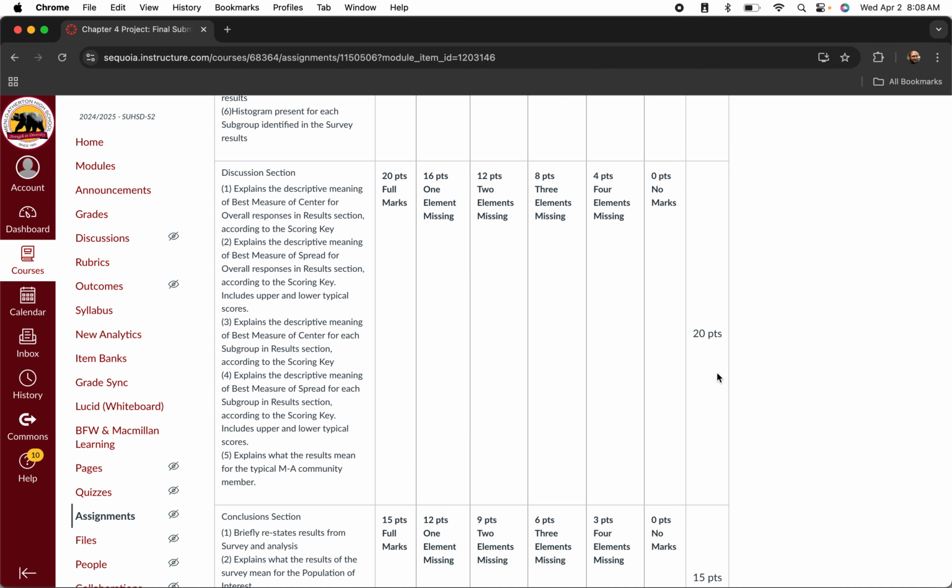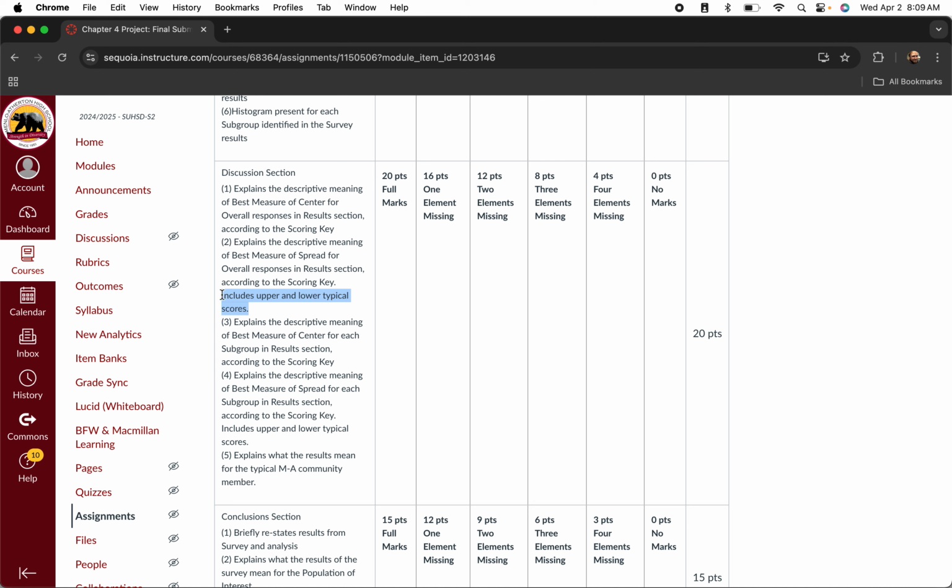And then your discussion section where you explain what you found, that is the last big bulky part of your points. That's going to be the 20-point section here. We need to explain the descriptive meaning of the best measure of center for your overall results according to your scoring key. So that's where I said that my typical student has neutral feelings about homework. You also need to explain the meaning for the best measure of spread. Again, you need to include the upper and lower typical scores.